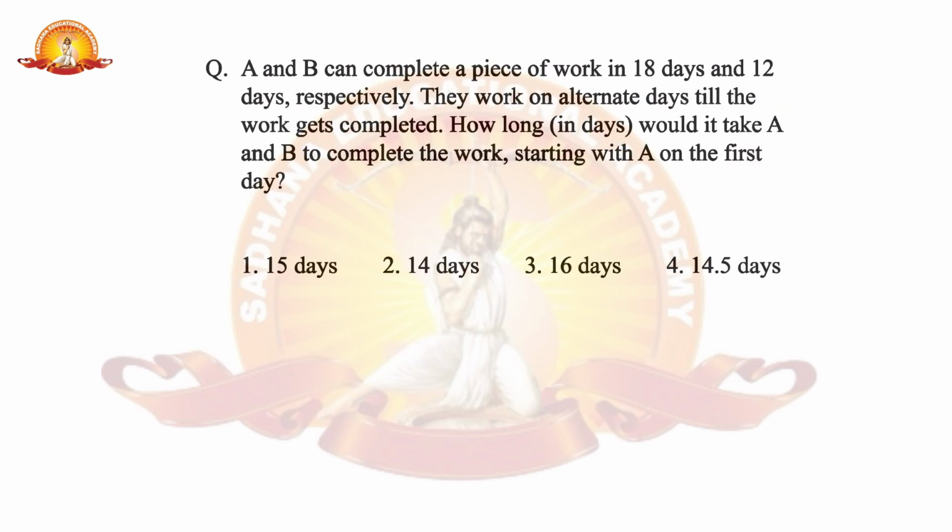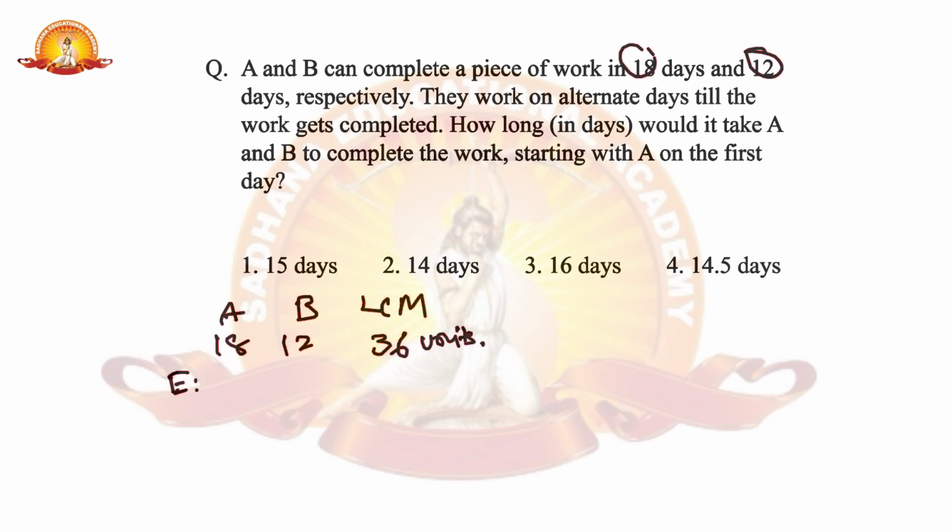A and B can complete a piece of work in 18 days and 12 days respectively. They work on alternate days till the work gets completed. We take A and B to complete the work starting with A on the first day. So here A is taking 18 days, B is taking 12 days. First let us take LCM of A days and B days, which is 36. It can be assumed as total work to be completed. 36 units of work is to be completed. Now, let us find the efficiency. Efficiency of A is 36 by 18, 2 units. Efficiency of B is 36 by 12, 3 units.